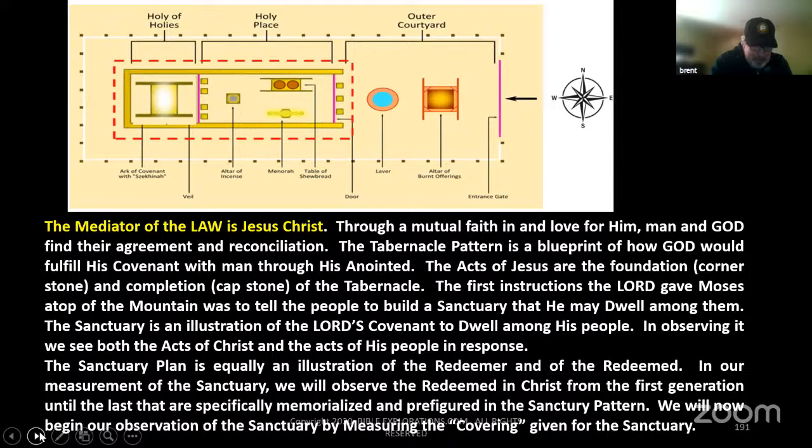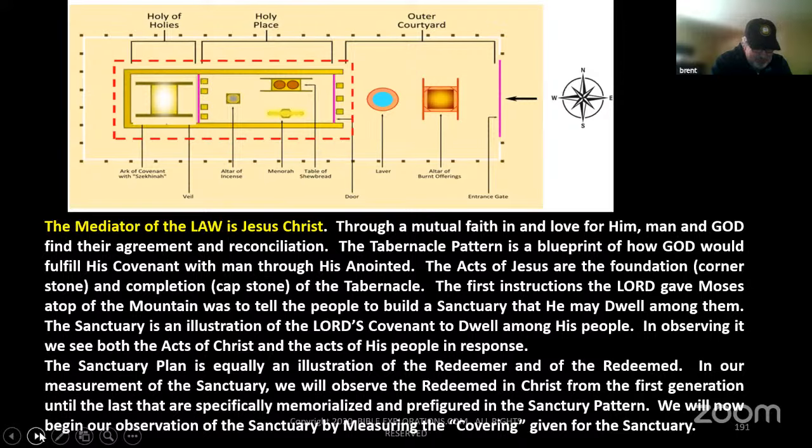The tabernacle pattern is a blueprint of how God would fulfill His covenant with man through His anointed. The acts of Jesus are the foundation or the cornerstone and completion or the capstone of the tabernacle. The first instruction the Lord gave Moses atop the mountain was to tell the people to build a sanctuary that He may dwell among them. The sanctuary is an illustration of the Lord's covenant to dwell among His people.